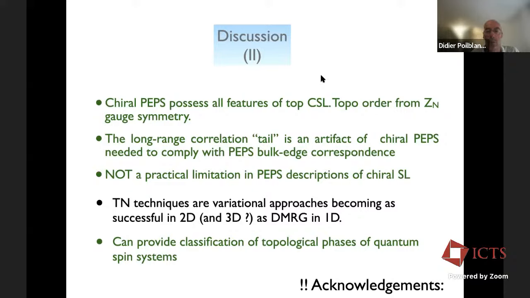And actually, the technique enables to have very, very good energies for the ground state of systems exhibiting chiral spin liquid phases. The thing also about this artifact is that we expect, although it's very difficult to prove, this tail to be less and less important, have smaller and smaller weight when the bond dimension D is increasing. So the effect of the bulk edge correspondence somehow becomes weaker and weaker for larger and larger D. Another interesting feature of this PEPS framework is that it can provide the basis of a classification of topological phases, and in particular chiral topological phases for quantum spin systems.